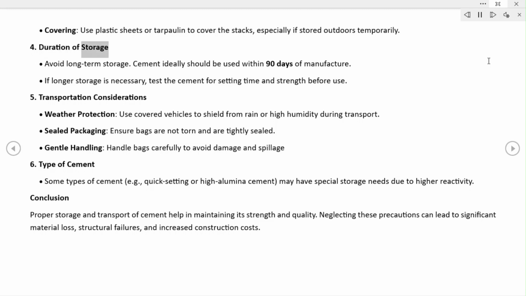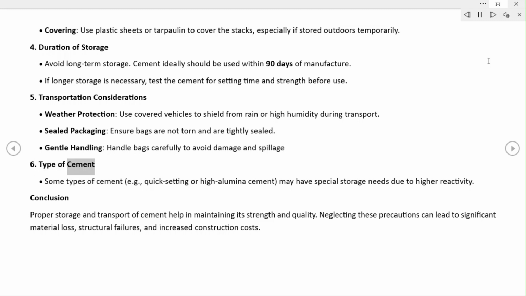4. Duration of storage. Avoid long-term storage. Cement ideally should be used within 90 days of manufacture. If longer storage is necessary, test the cement for setting time and strength before use. 5. Transportation considerations. Weather protection: use covered vehicles to shield from rain or high humidity during transport. Sealed packaging: ensure bags are not torn and are tightly sealed. Gentle handling: handle bags carefully to avoid damage and spillage.